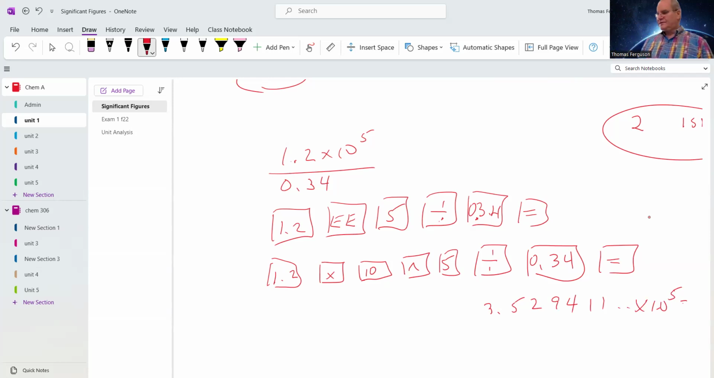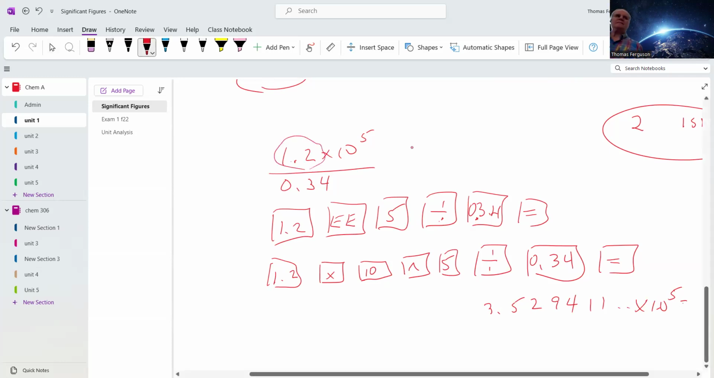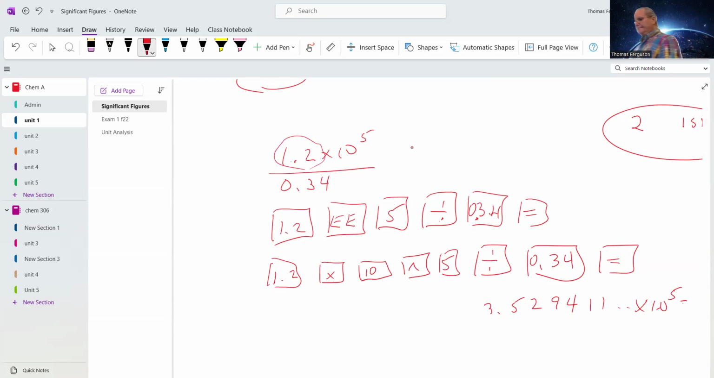So let's analyze this for significant figures. How many sig figs is the top one, 1.2 times 10 to the fifth? It's 2. The reason is that you only look at this part of a scientific notation number. So this has 2 sig figs, and that has 2 sig figs, so our answer is going to have 2 sig figs. So we go to the third place. That's 0 to 4, so we drop it. So it's 3.5 times 10 to the fifth.